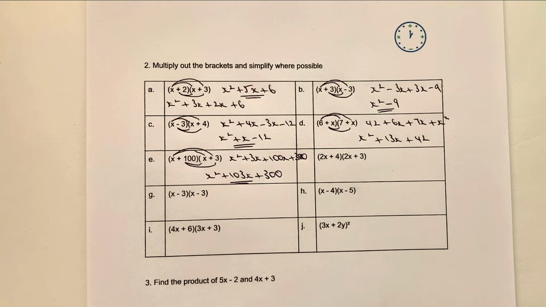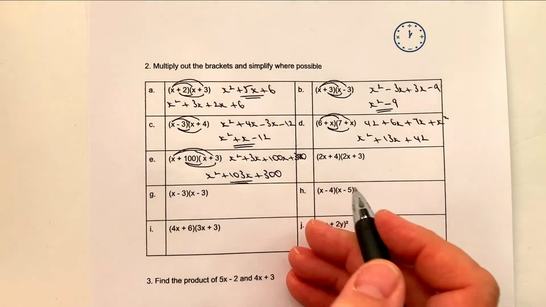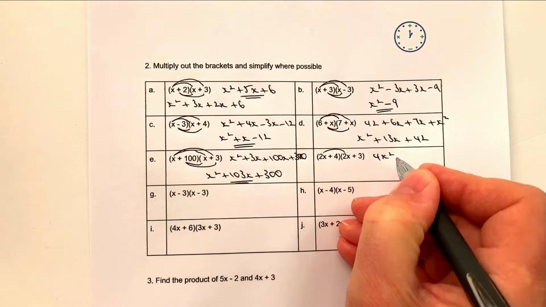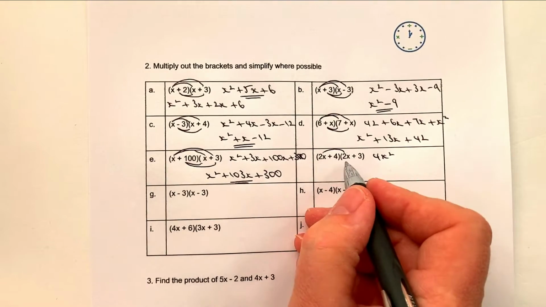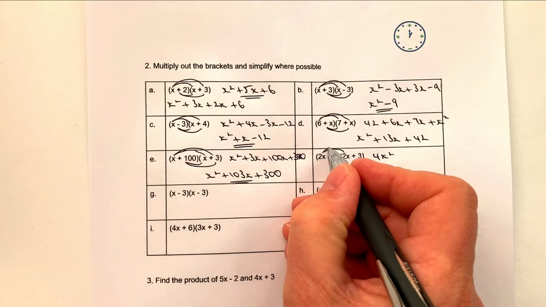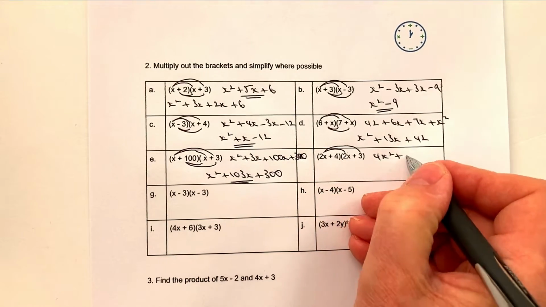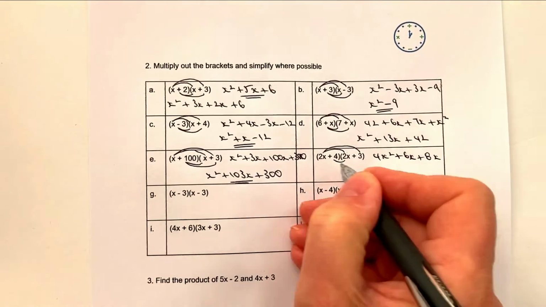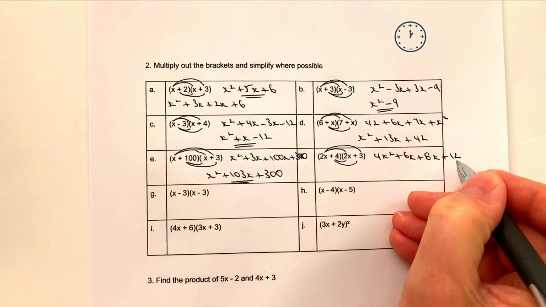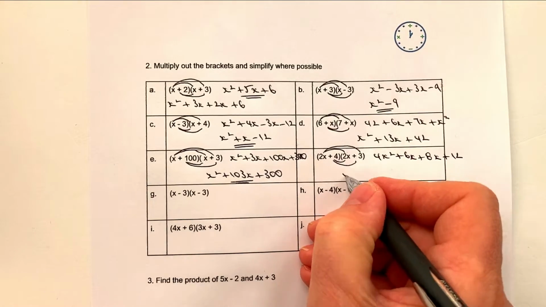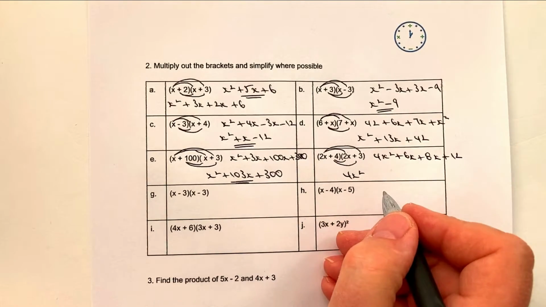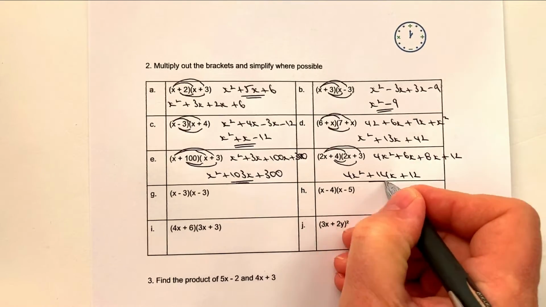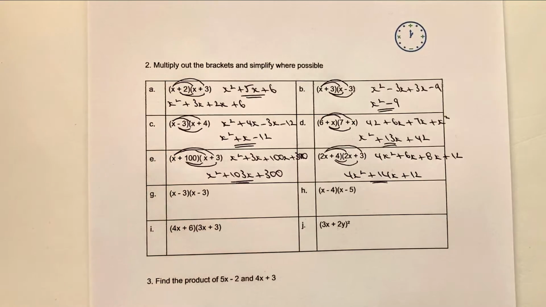Now this one is slightly different again, where I've got 2x times 2x. So 2x times 2x is going to be 4x squared. 2 times 2 is 4, x times x is x squared. Then I've got 2x times plus 3 is plus 6x, plus 8x plus 12. Okay, tidy that up. I'm going to get 4x squared, 6 plus 8 is going to be plus 14x, and then plus 12 at the end, and that would be the answer to my question.